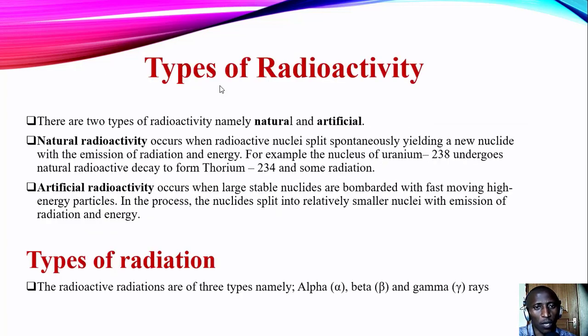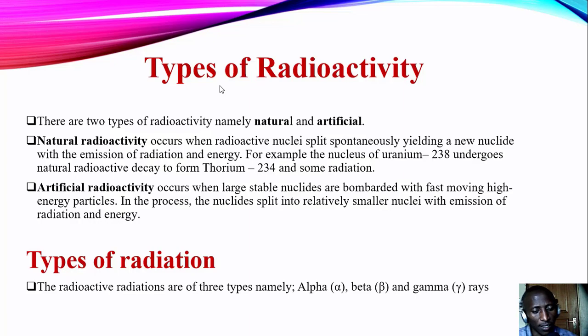Next, we look at a subtopic on types of radioactivity. There are two types of radioactivity: natural and artificial. What is natural radioactivity? This is the spontaneous splitting of unstable nuclei yielding a new nuclide with the emission of radiation and energy. A very good example is when uranium-238 undergoes natural radioactive decay. It just splits on its own to form thorium-234 and some radiation is emitted.